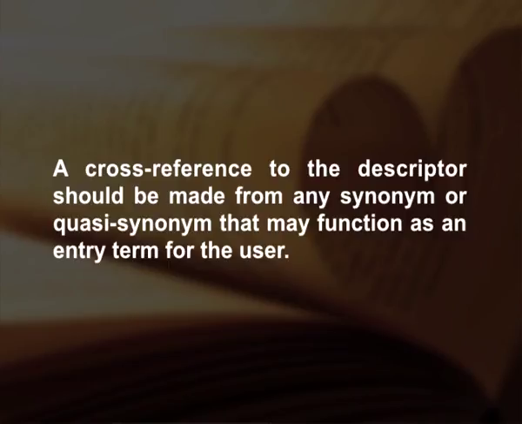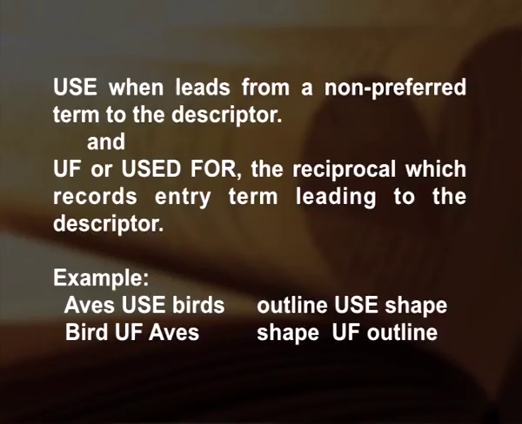A cross reference to the descriptor should be made from any synonym or quasi-synonym that may function as an entry term for the user. Reciprocity of the equivalence relationship is expressed by the following conventions: USE leads from a non-preferred term to the descriptor, and UF, or Used For, is the reciprocal which records entry terms leading to the descriptor. Example: as USE birds, outline USE shape, bird UF as, shape UF outline.